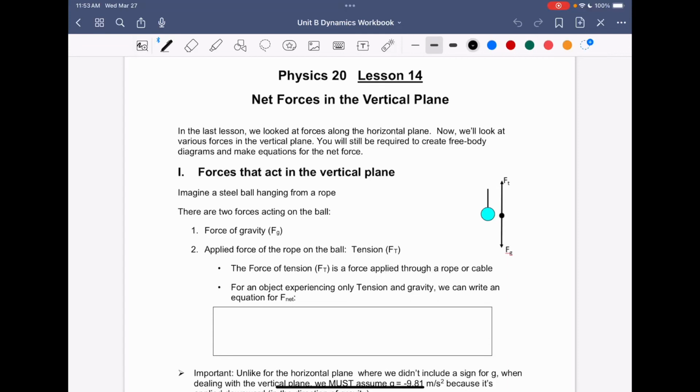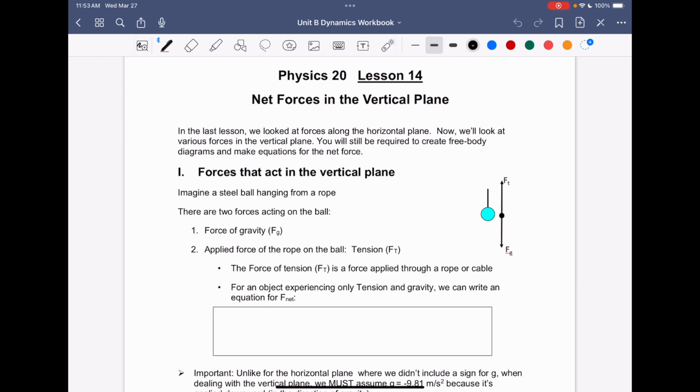All right, so now we move on to lesson 14, and that's net forces in the vertical plane. This is actually the complement lesson to lesson 13, which was net forces in the horizontal plane. As we move forward, we're eventually going to combine the vertical and the horizontal into problems. But for now, we want to use them as more segmented lessons: first we dealt with the horizontal, and you did that quite successfully.